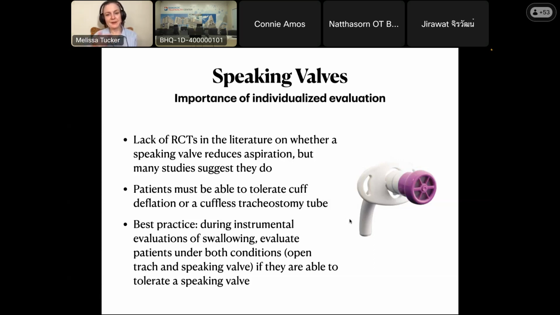It is a little bit of a challenge for the patient who's used to just breathing through an open trach to overcome the resistance of that one-way valve. So it does sometimes make them a little bit tired.